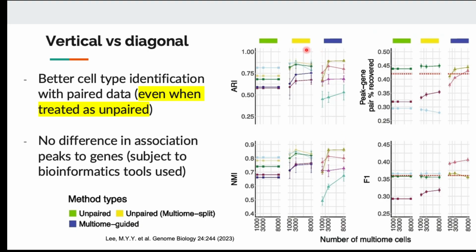For the yellow, it became unpaired, so they shuffle the cell barcode. So now you don't know which RNA-seq corresponds to which ATAC-seq. This is the yellow condition.